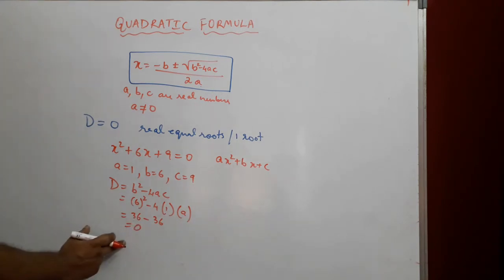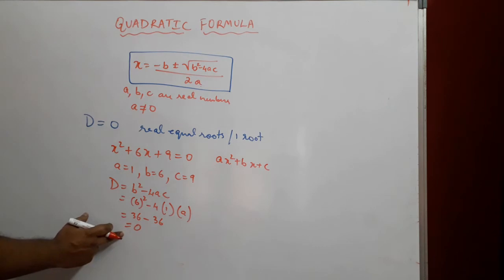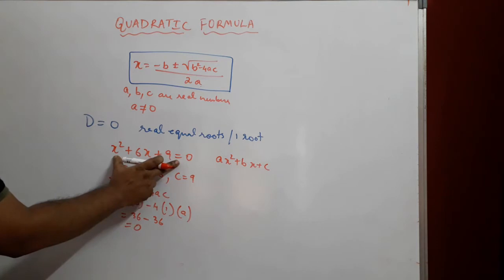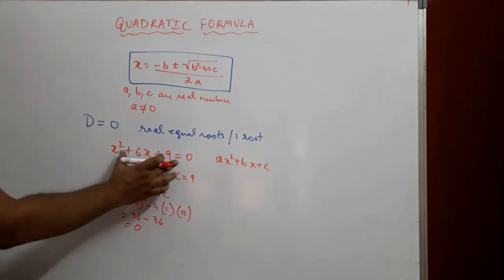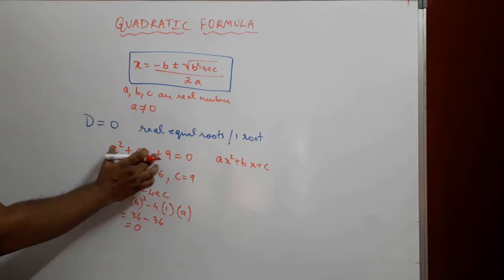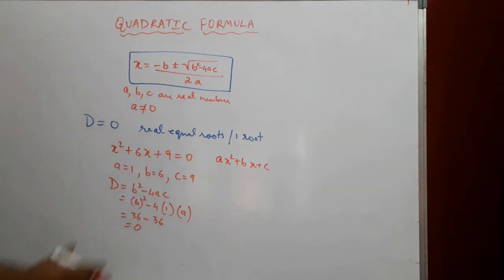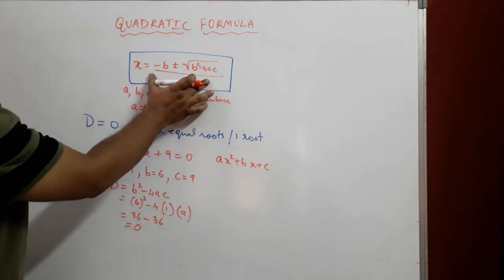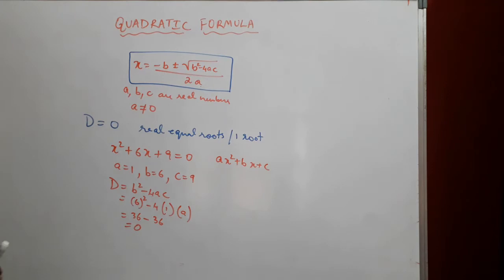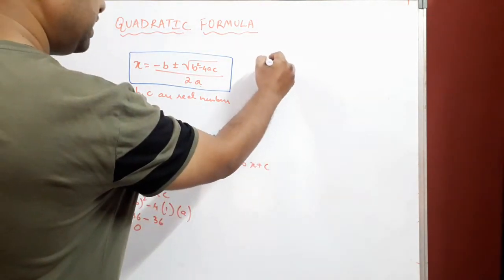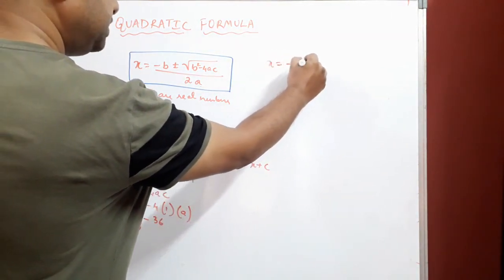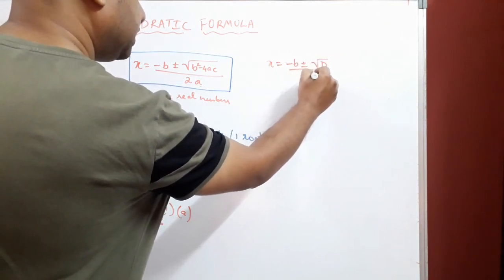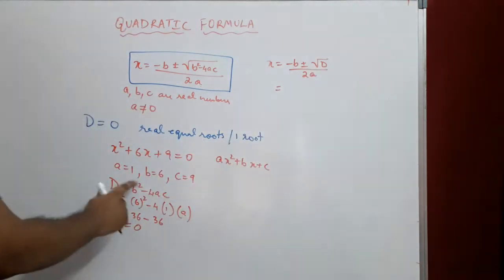So this tells you that the discriminant is 0 for this particular quadratic equation. What would be the roots of this quadratic equation? Let's solve it and get the roots by using the quadratic formula. We say x is equal to minus b plus or minus square root of D, since we've already found D, the whole thing upon 2a. Now, minus b, b is what? 6.